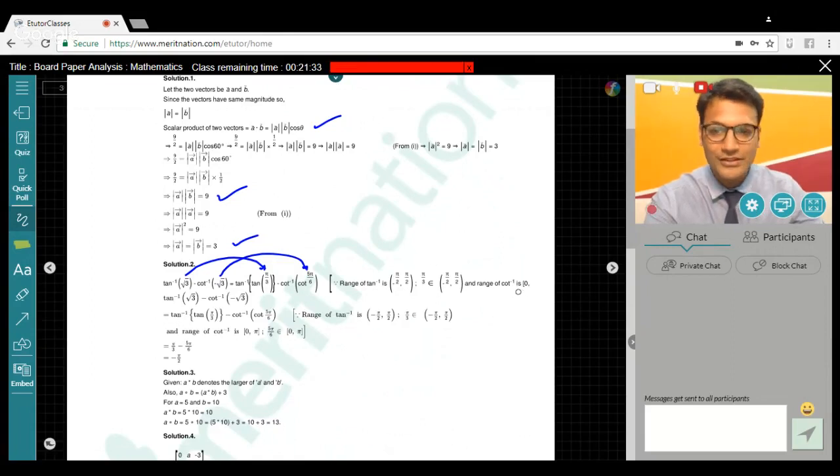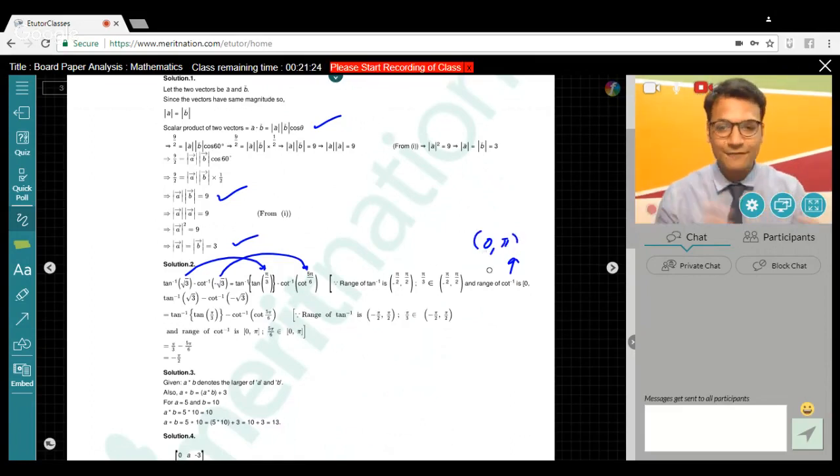Cot has a range between 0 and pi, right? So take the values between 0 and pi. Don't take negative pi by 6. That won't give you anything. Then you just replace the values over here, and you'll get the final result as negative pi by 2.